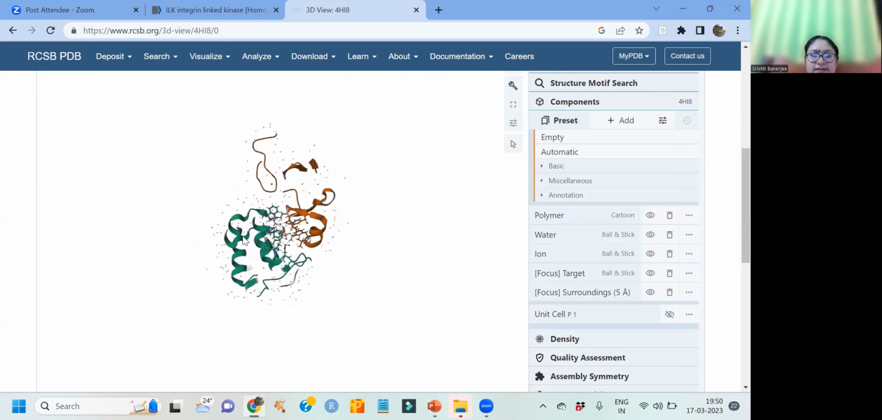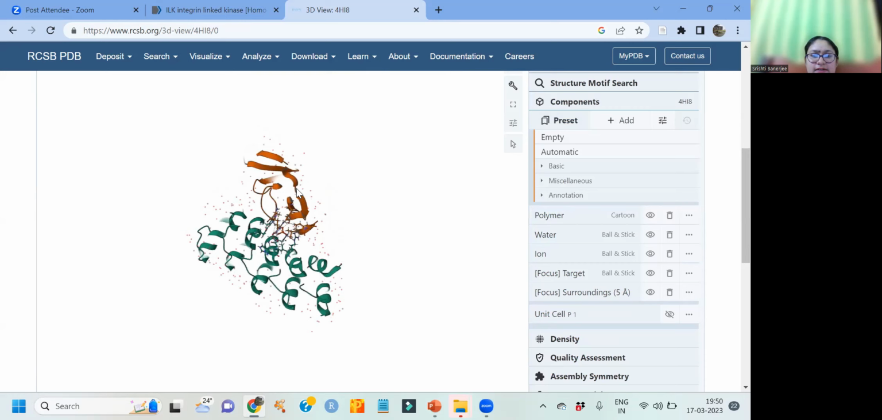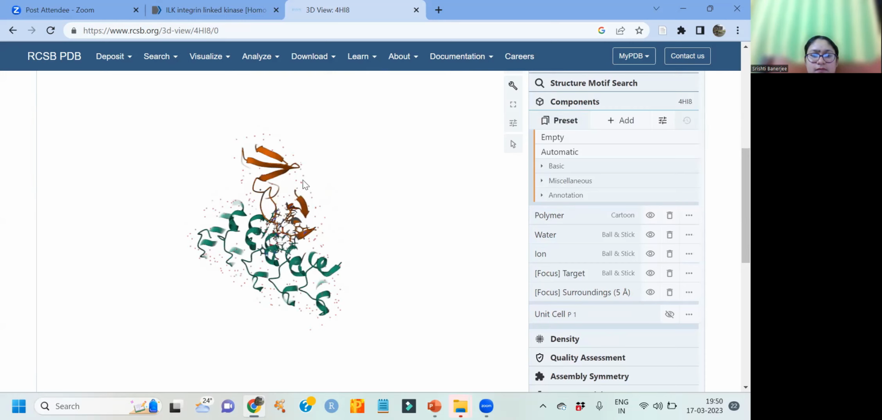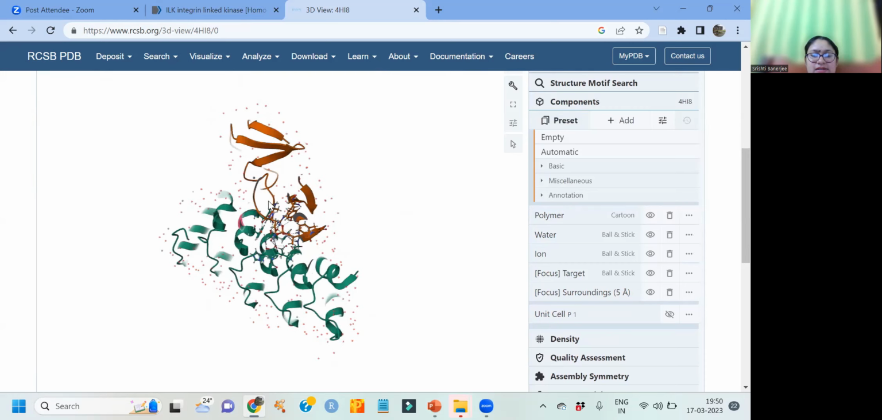This is the alpha helix, and this is helical in nature, right? And this is the beta sheet. And these are the turns or the loops that we say. So that is how, six alpha helices and some beta sheets. Good, very good.